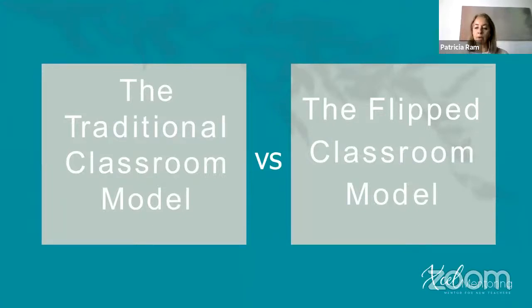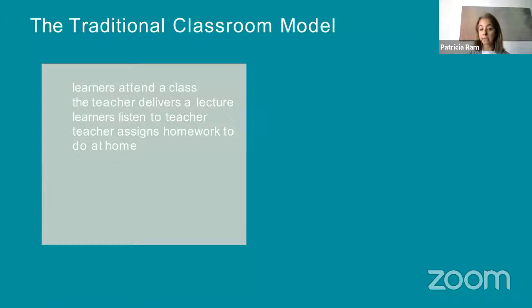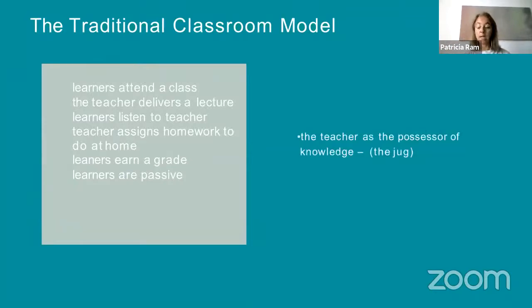Okay. So as I said before, let's recap. We are going to just say a few things about the traditional classroom model versus the flipped classroom model. So now I'm talking about the traditional classroom model. I hope you can see my screen now. In a traditional model, learners attend a class. This is maybe how you are being taught, how I was taught ages ago. The teacher delivers a lecture, the learners listen, the teacher assigns homework to do at home, and then the learners earn a grade. And that's the end of the story. And here, what we are saying is that the learners are passive. They receive the information from the teacher. So the teacher is seen as the possessor of the knowledge, yeah?